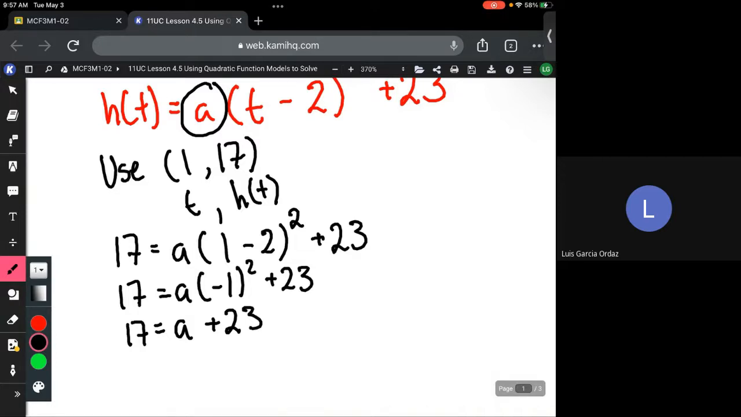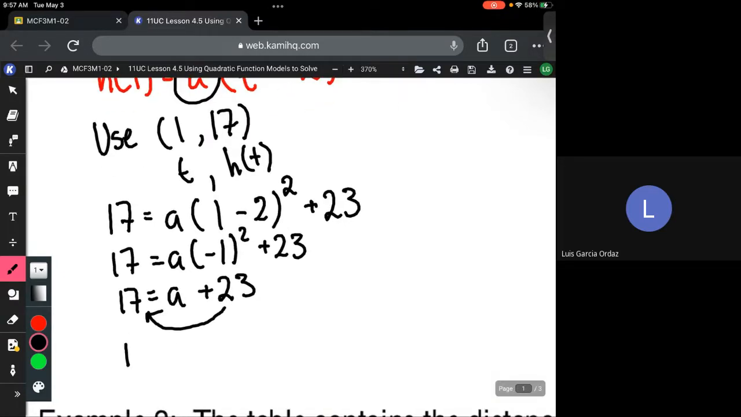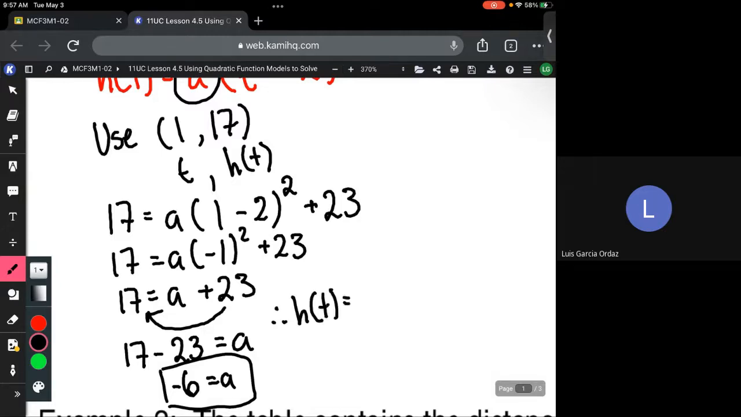We're going to move the 23 over to the left side. So it becomes 17 minus 23 is equal to a. And what's 17 minus 23? Negative 6 is equal to a. So therefore, my entire equation is going to be h of t is equal to negative 6 times t minus 2 squared plus 23.